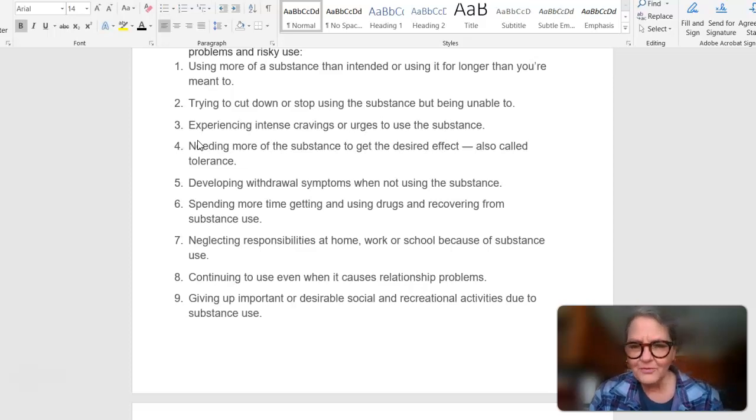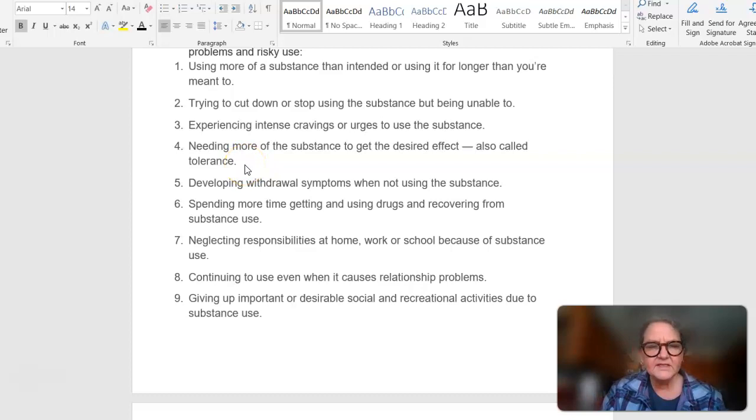What is a craving? If I was cooking brownies and you walked by my office, you might go, ooh, I want brownies. That's what a craving is, a craving or urge. These are very intense with people with substance use disorders. Needing more of the substance to achieve desired effect, that's also called tolerance.